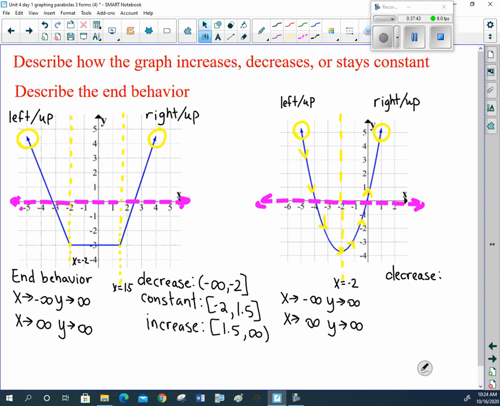And I'm decreasing from negative infinity to, what was our dotted yellow line? -2. That's where the change of direction took place. And then I'm increasing from -2 to positive infinity. So remember, inside increase and decrease is not how high and low it goes. I don't care about how high or how low. I care about left to right. I care about the domain. It's the domain in the region where it's decreasing, the domain in the region where it's increasing.